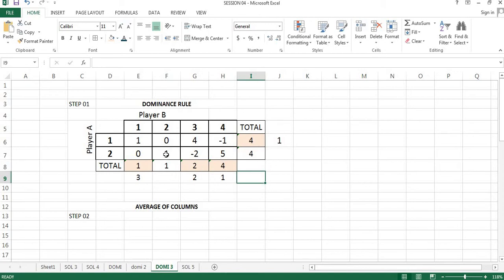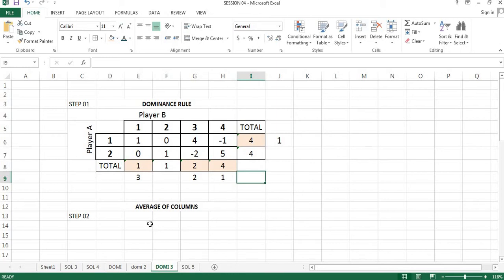So let me compare the last one also. 0 is less than 1 and 1 is greater than 0. 0 is less than 4 and 1 is greater than minus 2. 0 is greater than minus 1 and 1 is less than 5. So there is a combination of greater values and lesser values, so the columns or rows cannot be reduced.